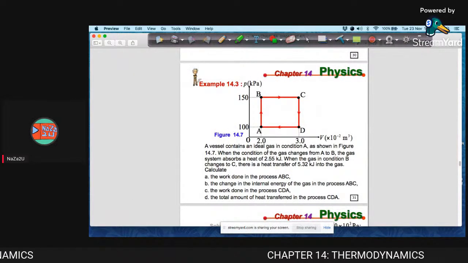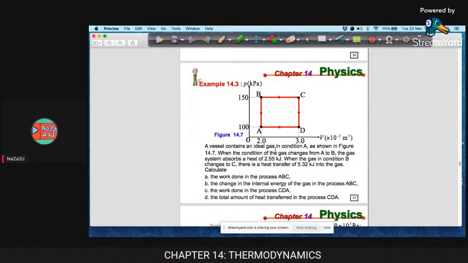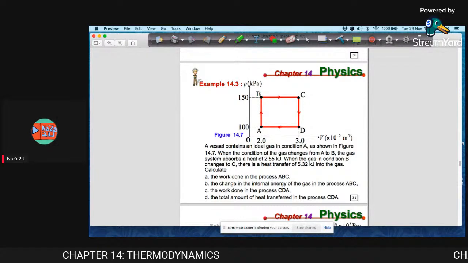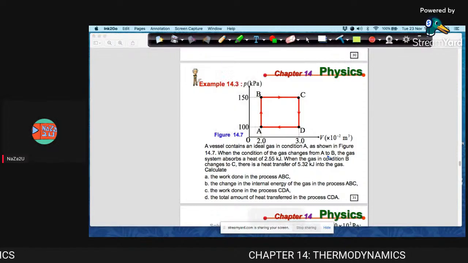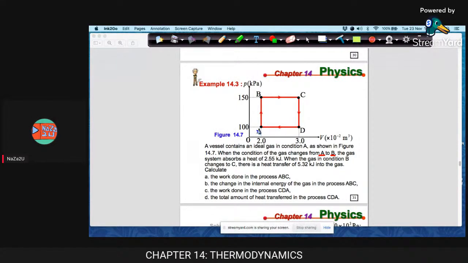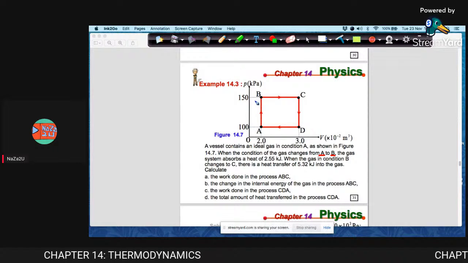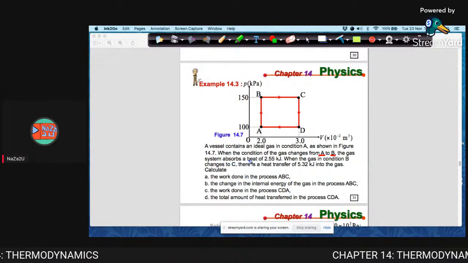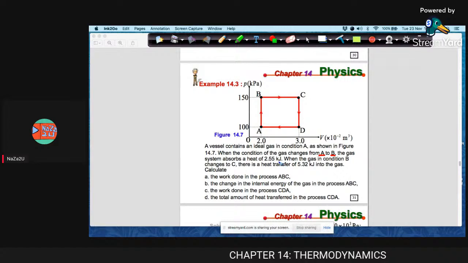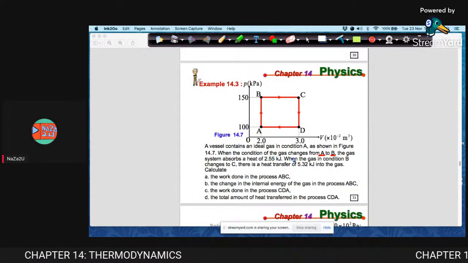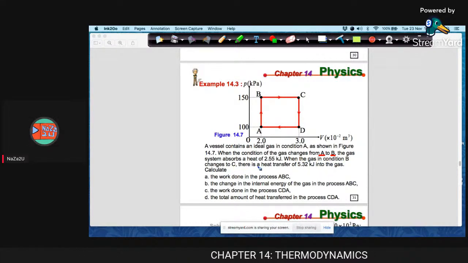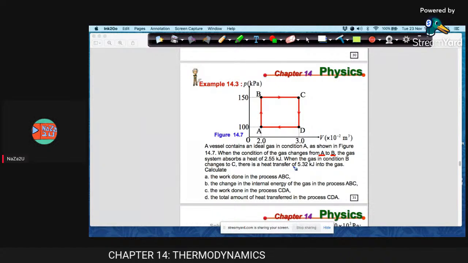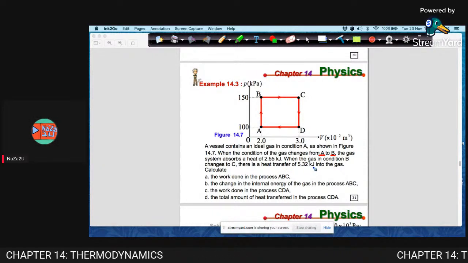Okay, vessel contain an ideal gas, condition A, as shown in figure 14.7. When the condition of the gas change from A to B, the gas absorb heat 2.55 kilojoule. Make sure this K here is a kilo, this is 10 power of 3. When the gas in the condition B change to C, there is a heat transfer 5.32 kilojoule into the gas.